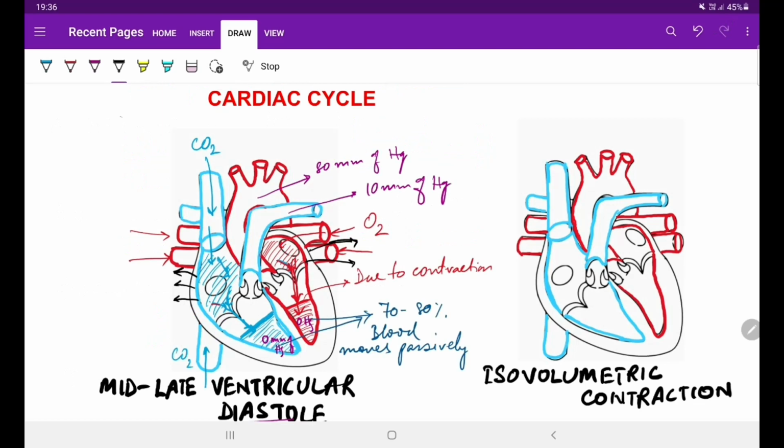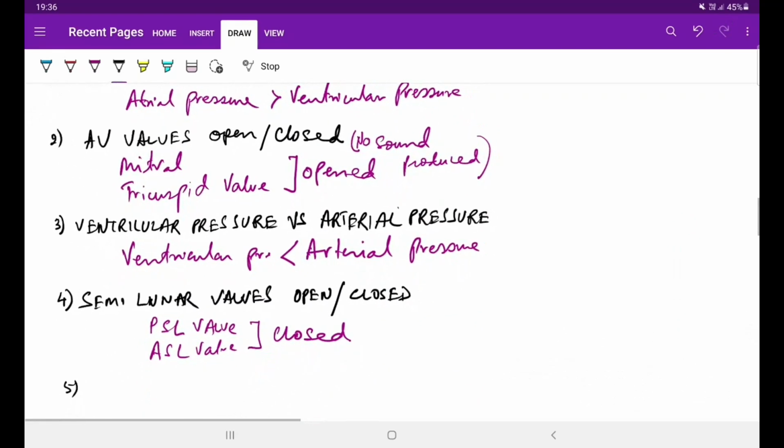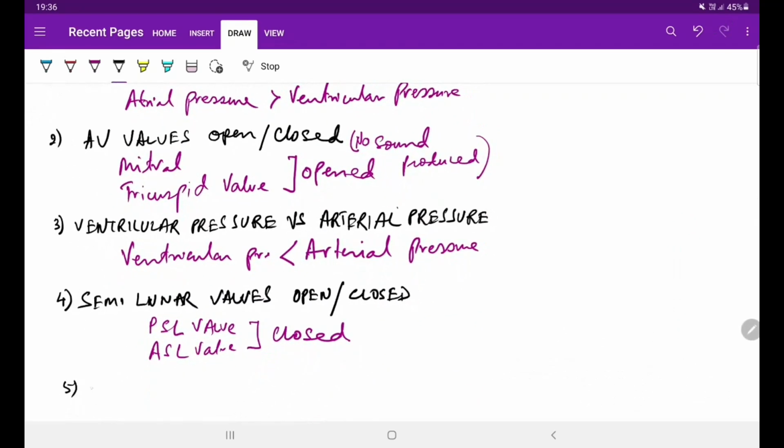And the last point of discussion is, if we observe the ECG of the heart, which kind of wave will be produced over the ECG. So, the wave on ECG will be a P wave.